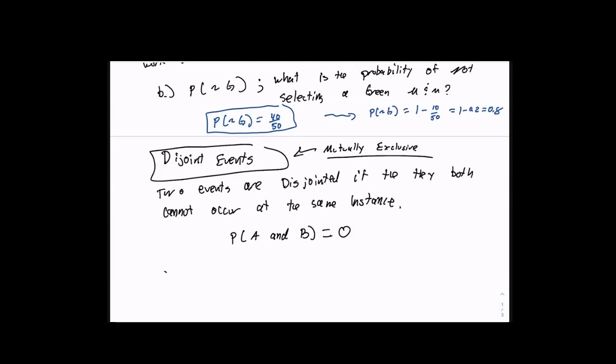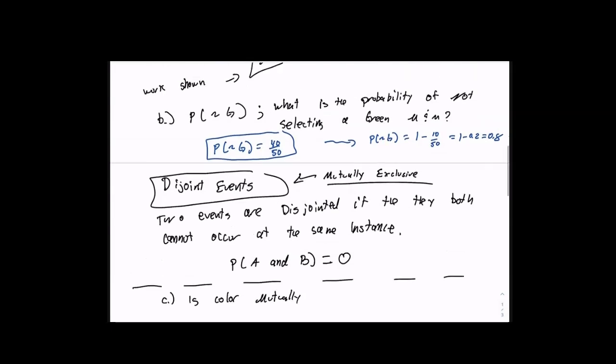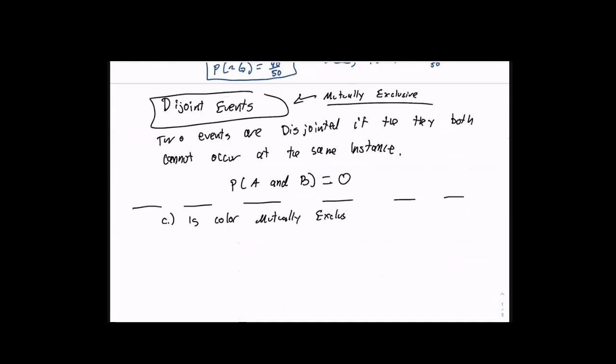So C, is color mutually exclusive? Explain. Talk about the colors of M&Ms. Are they mutually exclusive? Are they disjoint events? No, because they all have one color. It's the opposite. The answer actually is yes.